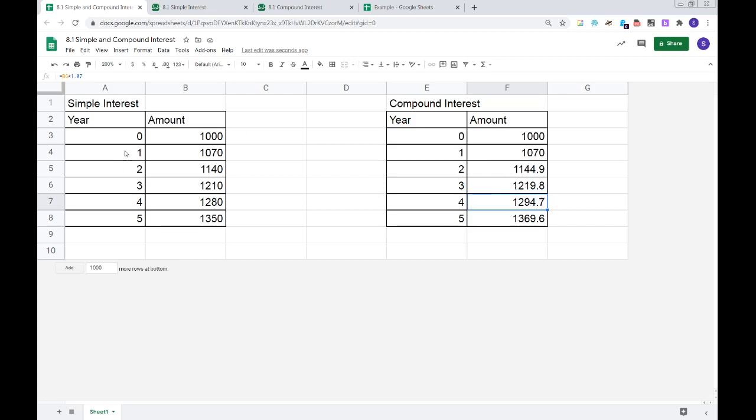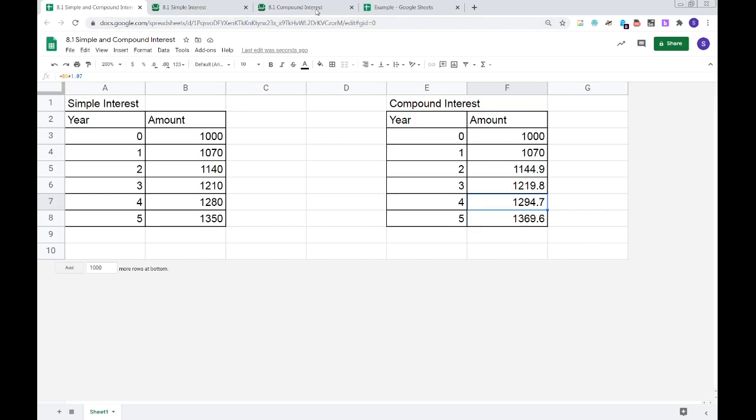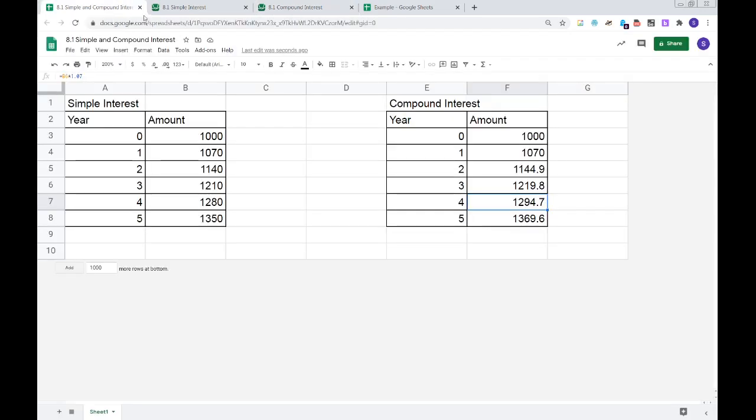So if we look at a graph of this money growing, we're getting a straight line. And we know it's a straight line because these first differences are all equal. In the case of the compound interest, it's going up by 70, and then it's going up by more than 70, and it's going up by even more, and then even more, and even more. You can't really see very clearly, but this line is actually curving gently upwards. Which of these two investments would you prefer to have your money in? Simple or compound?